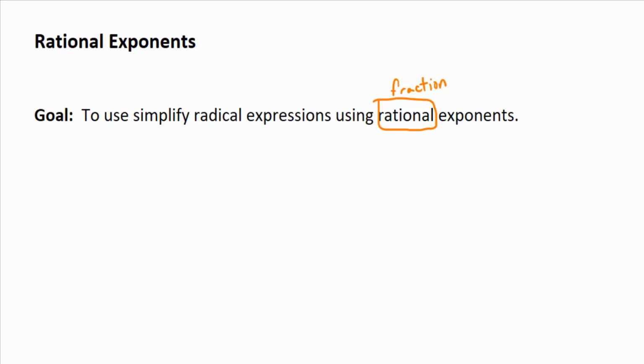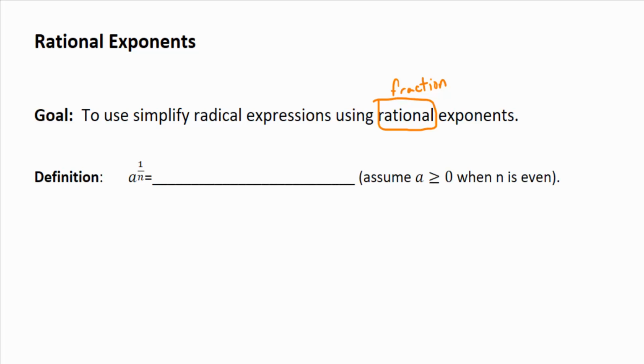So definition: a to the 1 over n, so that's an exponent, is equal to, well, we've already talked about it a little bit. Do you guys remember? It's the nth root. It's another notation for the nth root of a. A to the 1 over n is equal to the nth root of a. And the reason we use that notation is it works with the laws of exponents, as you'll see.